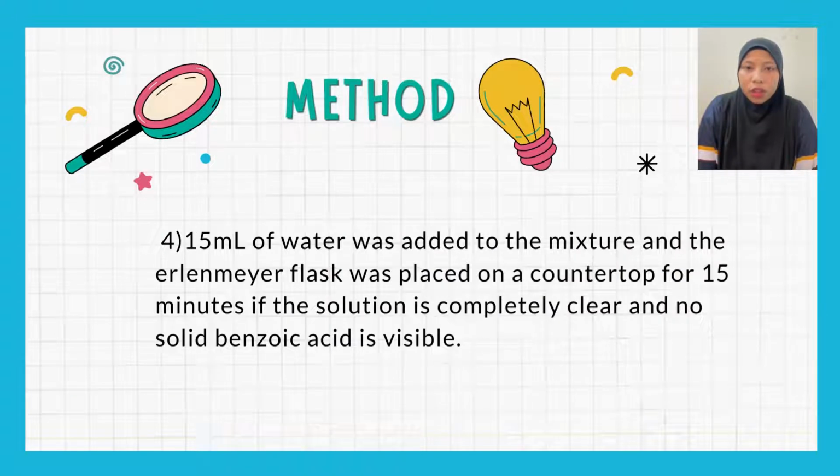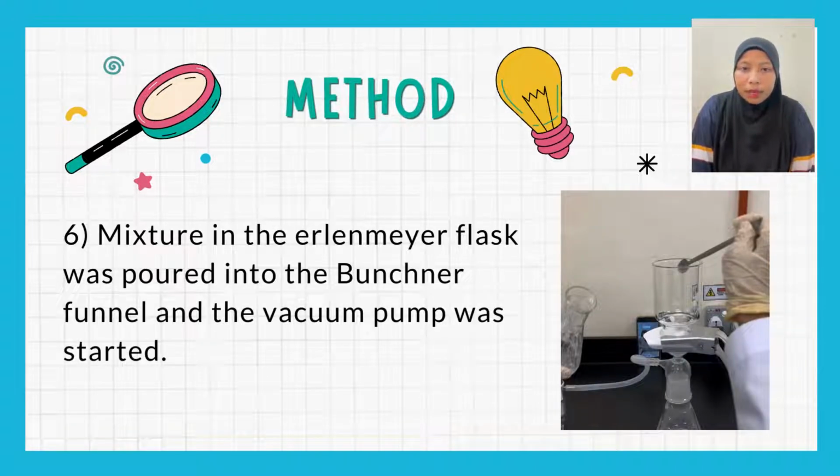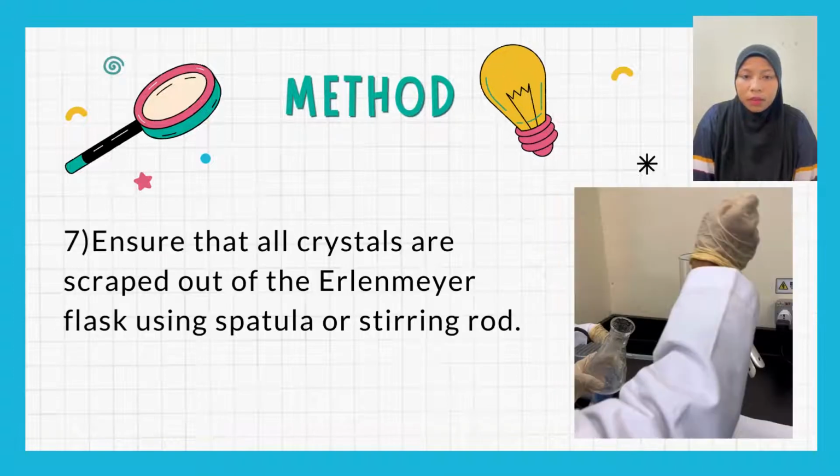15 ml of water was added to the mixture and the Erlenmeyer flask was placed on the countertop for 15 minutes, until the solution is completely clear and no solid benzoic acid is visible. Solid crystal was collected by setting up a vacuum filtration with a properly fitted filter paper in a clean Buchner funnel apparatus as depicted in the figure. The mixture in the Erlenmeyer flask was poured into the Buchner funnel and the vacuum pump was started. Ensure that all crystals are scraped out of the Erlenmeyer flask using a spatula or stirring rod.